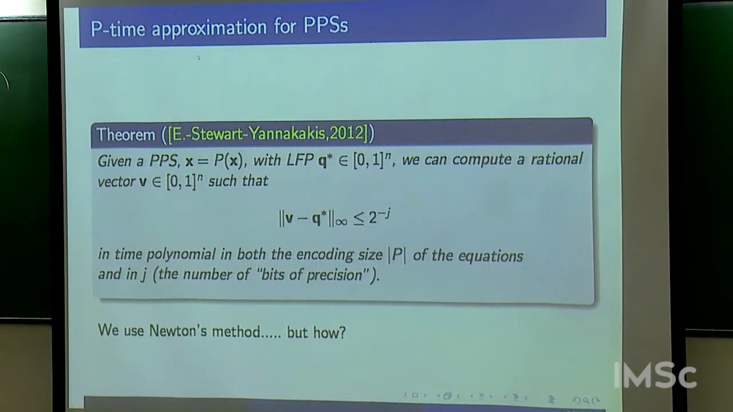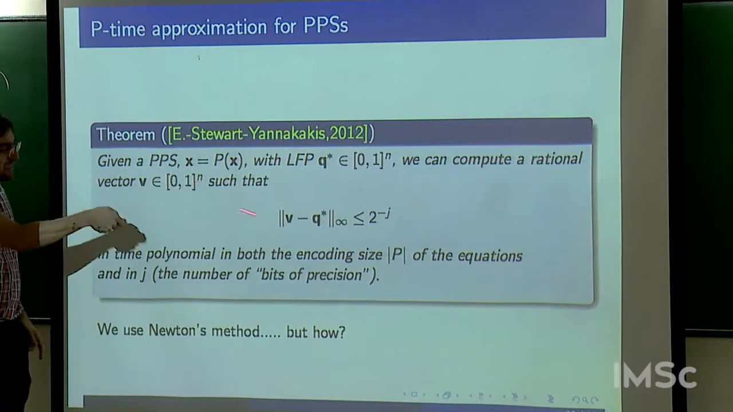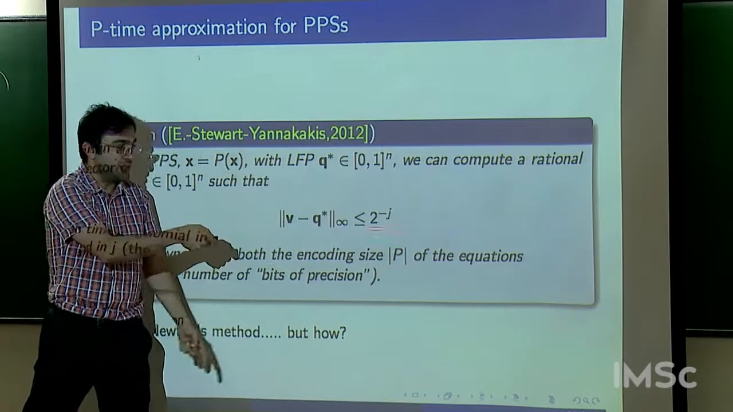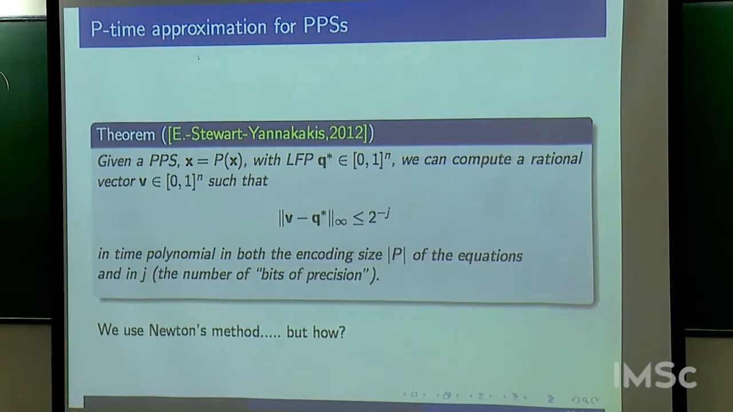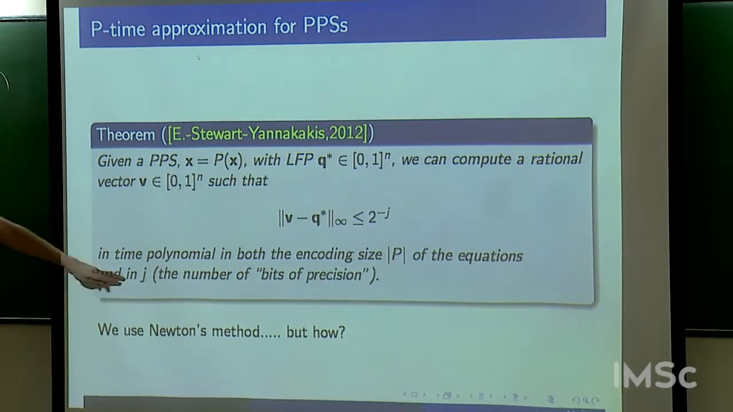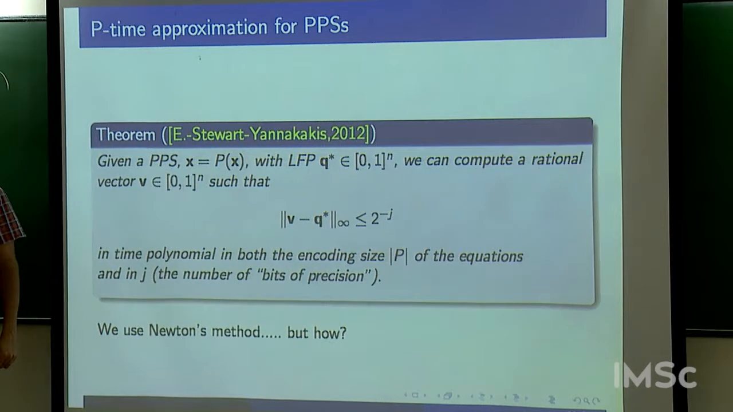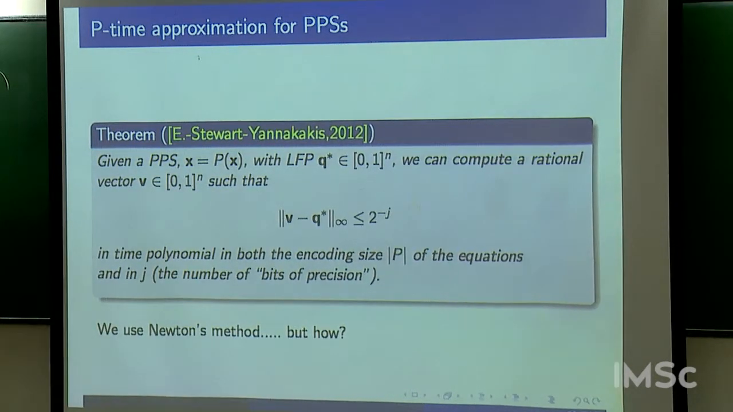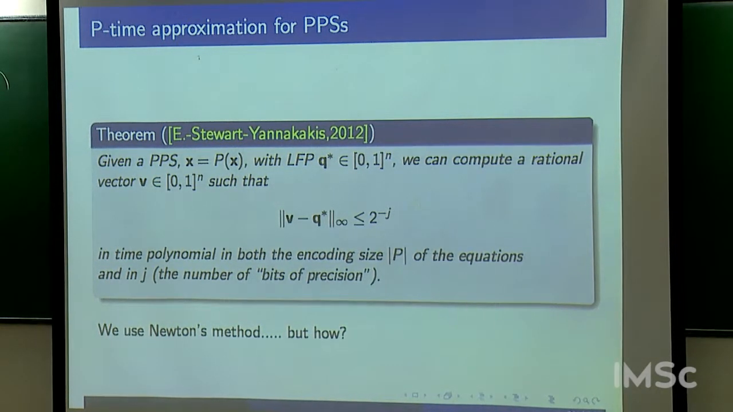And I want to state the theorem. So what does this theorem say? It says, given a probabilistic polynomial system of equations, we can compute a rational vector which is as close as desired to, so let's say within j bits of precision of the least fixed point, in polynomial time, both in the encoding size of the system of equations and in j, the number of bits of precision that we want. Okay? And we use Newton's method, and you should immediately be asking, how the heck do you do that? You just told me you've got exponential lower bounds on even just the number of iterations that are required.